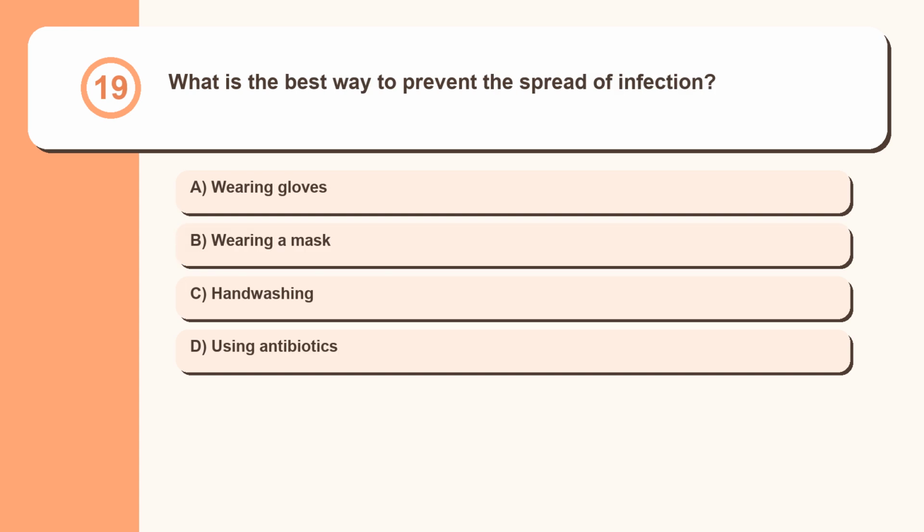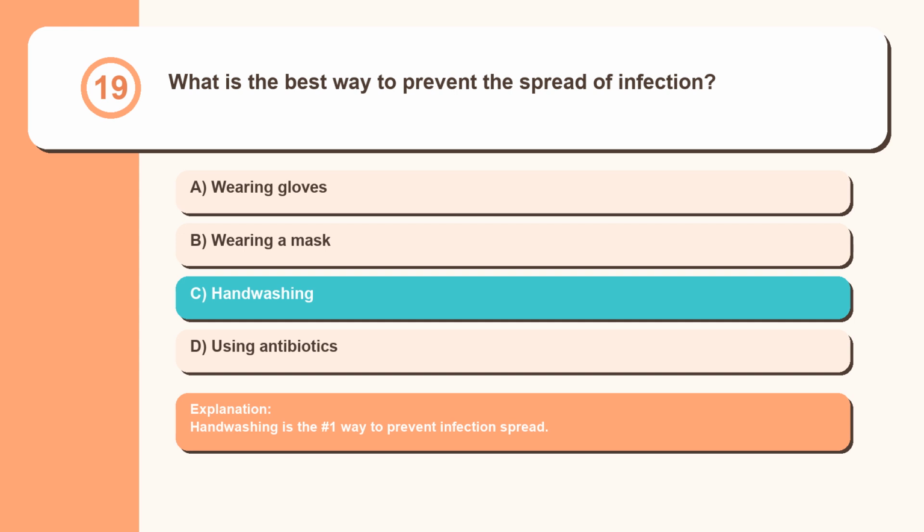Question 19. What is the best way to prevent the spread of infection? Wearing gloves. Wearing a mask. Hand washing. Using antibiotics. Hand washing is the number one way to prevent infection spread.